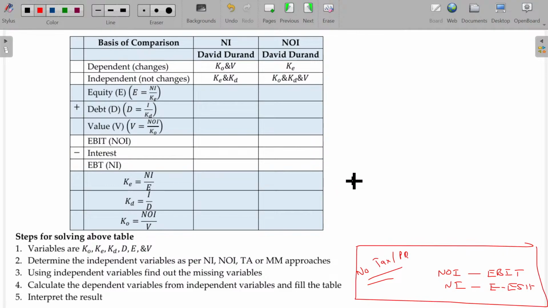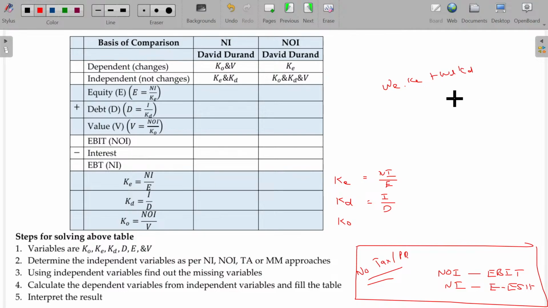Come on, tell me. What is the formula for KE? The formula for KE in this case is net income by equity. What about the formula for KD? Interest by, we usually take net profits, but rather than that here you can directly take the debt. And what about the KO? KO is nothing but weight of equity times cost of equity plus weight of debt times cost of debt.